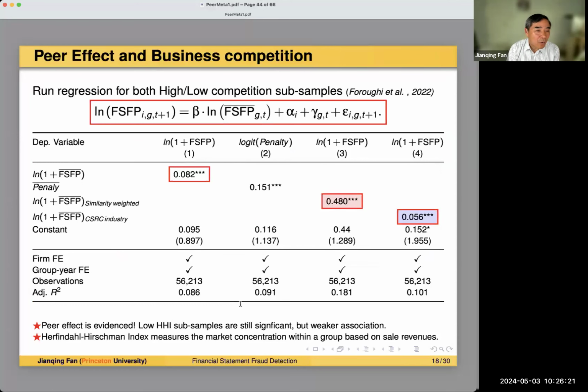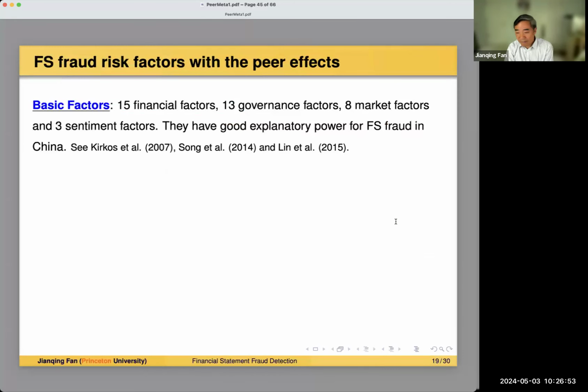And then we also run the regression, trying to see whether there is peer pressure, that is, whether the financial statement fraud propensity score within a group has prediction power on individuals. Again, we show this based on our similarity-weighted metrics, and they are all statistically significant. Just to show this once more.